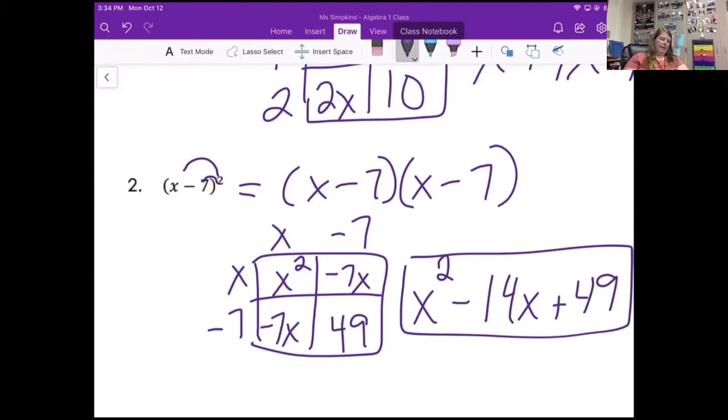Now, is that the same thing as distributing that squared to the x and the 7? So that would give me x squared plus 49. Is that the same thing? It is not. So this distribution only works when you have things multiplied together in the parentheses.